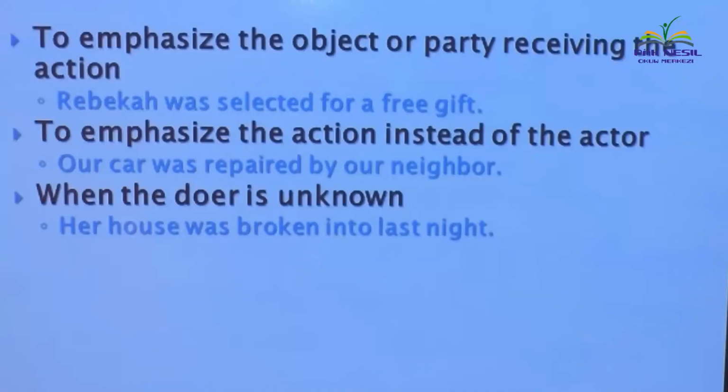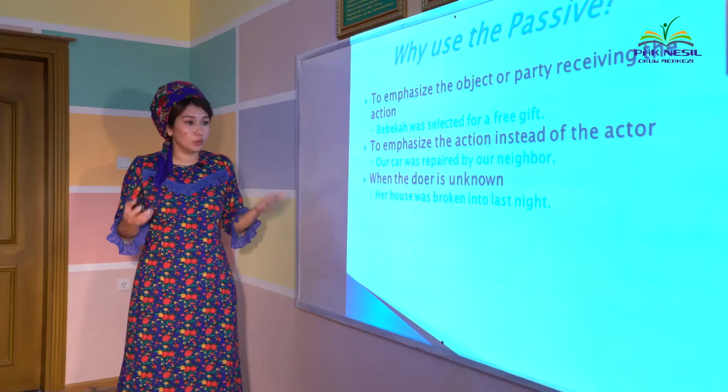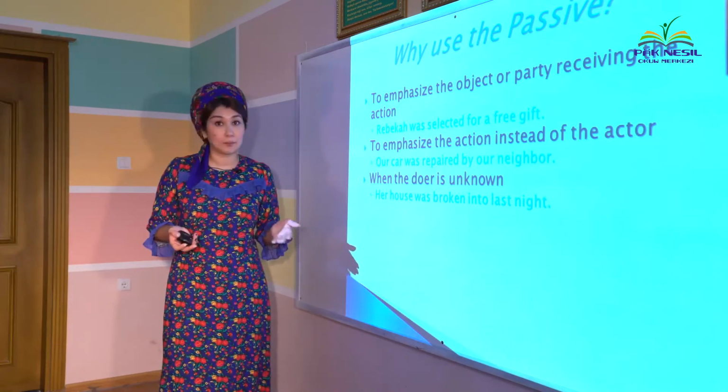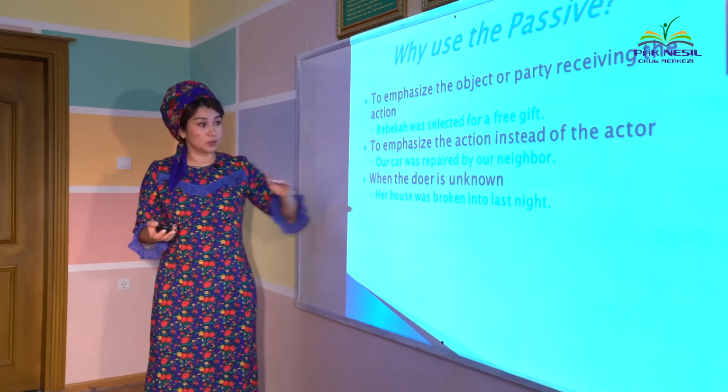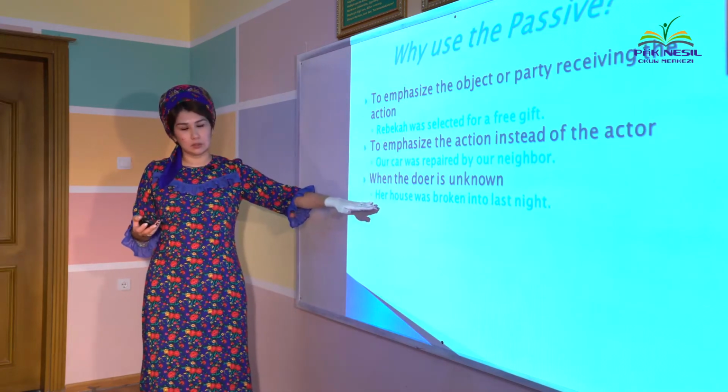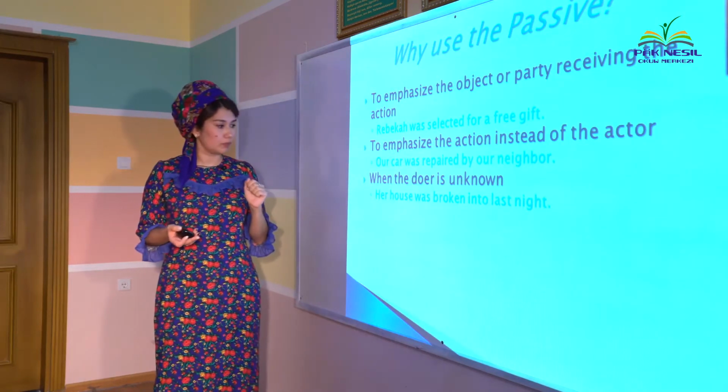The next reason why we should use the passive voice is when the doer is unknown. We don't know who does this action. For example, her house was broken into last night. Who broke into her house? When did it happen? We don't know the doer of the action. So in this case, we use the passive voice, right?